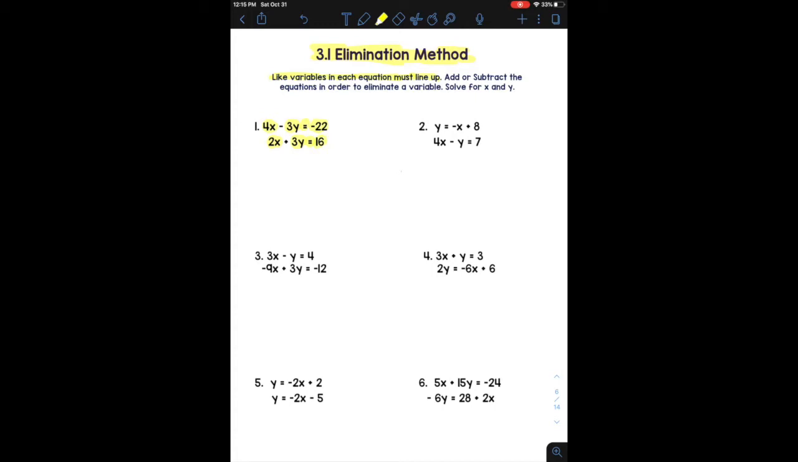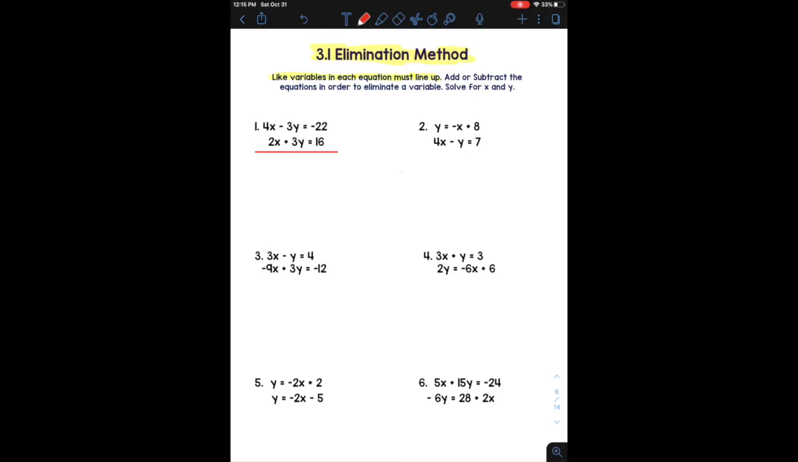It doesn't necessarily have to be in this order, though both of these equations are in standard form. It would help if they're both in standard form, but just as long as the like terms are lined up vertically, that would be fine for the elimination method. Once we know that the terms are lined up, we're going to look to either add or subtract these equations vertically in order to eliminate one of the variables.